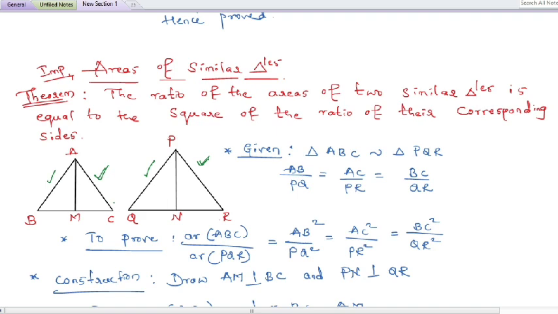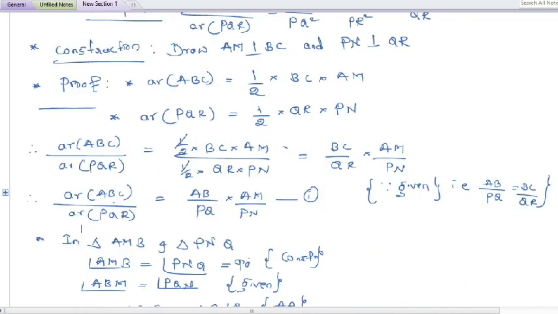So is there any construction? Yes, we constructed something. Draw AM perpendicular to BC, see the figure, and PN perpendicular to QR. Now we will move to the proof. It is the main part of the theorem, the proof.